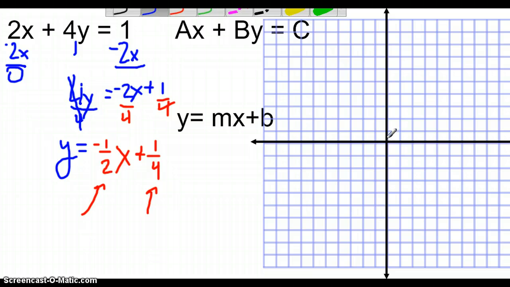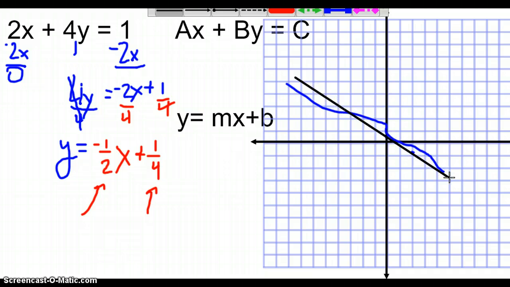So that was at 1/4, about right here. So we go down 1, and then over positive 2. And then from there, oops, terrible. Draw your line. I should have done this. It's hard to write that. I should have gone like that. That's much better, right? And there's your line. Okay, so that's what we're going to work on tomorrow.